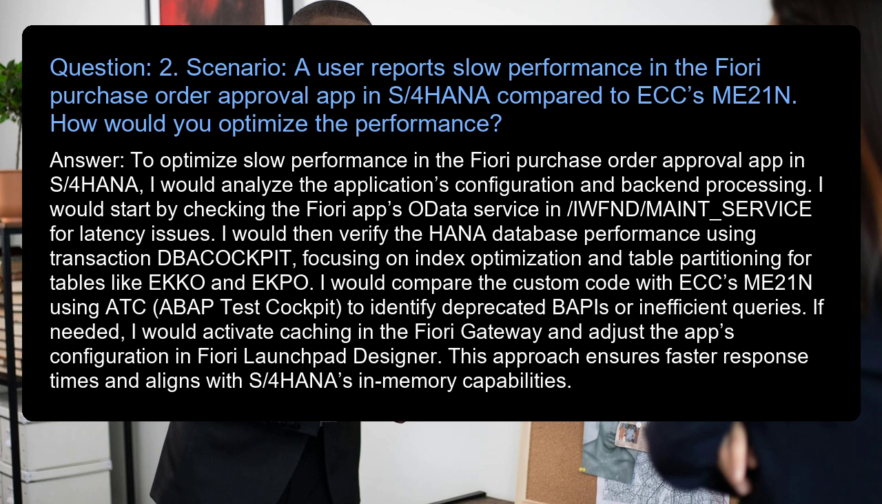I would then verify the HANA database performance using the DBA Cockpit, focusing on index optimization and table partitioning for tables like EKKO and EKPO. I would compare the custom code with ECC's ME21N using ATC, ABAP Test Cockpit, to identify deprecated BAPIs or inefficient queries. If needed, I would activate caching in the Fiori gateway and adjust the app's configuration in Fiori Launchpad Designer. This approach ensures faster response times and aligns with S/4HANA's in-memory capabilities.